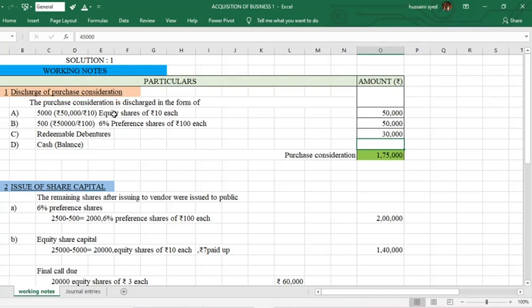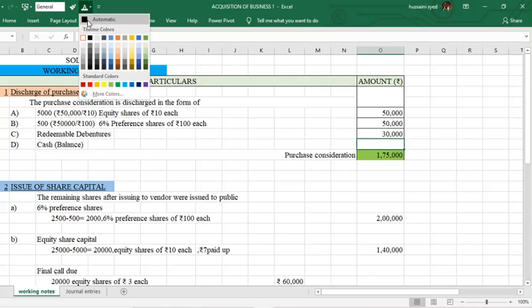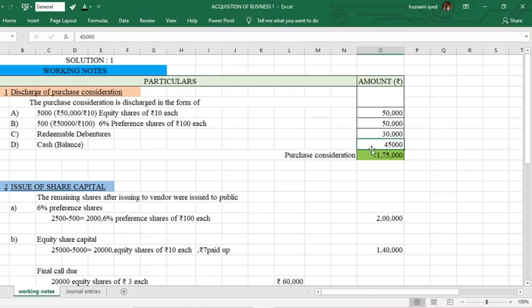It is paid in the form of 5,000 equity shares of rupees 10 each, 50,000. 500 preference shares of rupees 100 each, 50,000. Redeemable debentures of 30,000 and the balance in cash. How much is the total purchase consideration? 1,75,000. From this 1,75,000 you subtract these modes, and the remaining balance that will be paid is 45,000 in the form of cash.